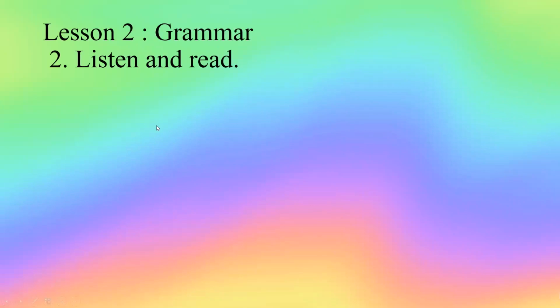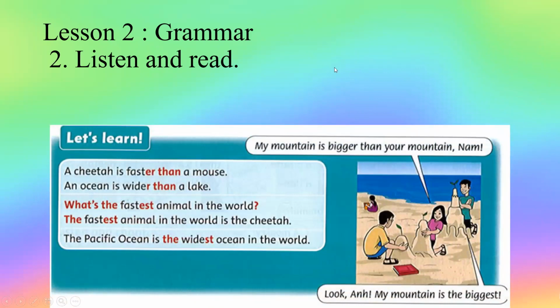Listen to Grandma 2. Listen and read. Listening 82. Listen and repeat. A cheetah is faster than a mouse. An ocean is wider than a lake. What's the fastest animal in the world? The fastest animal in the world is the cheetah. The Pacific Ocean is the widest ocean in the world.